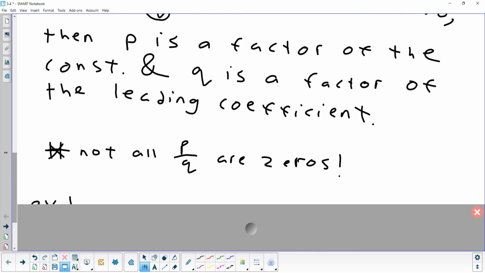Not every number that we generate in this list is a root. I'm not saying every number in this theorem is an answer. I'm saying it's a list of possible answers. We have to check them out after that.